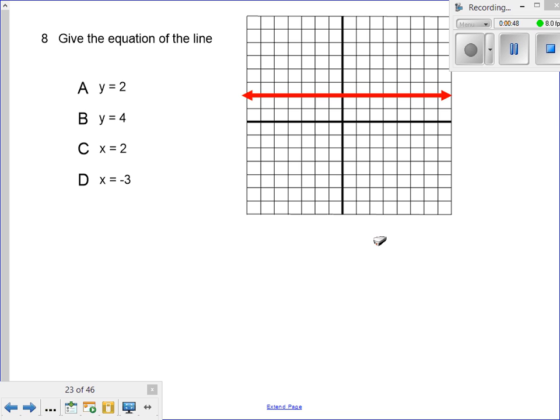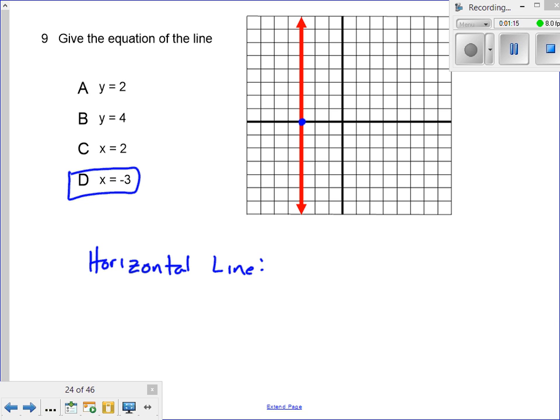Right? Here we're going through the y-axis at the point 0, 2. So this would be the line y equals 2. And then here's a vertical line going through the x-axis at negative 3, which means this is the equation of x equals negative 3. So, as a quick reminder, a horizontal line has the equation y equals some number versus a vertical line should be x equals just some number.